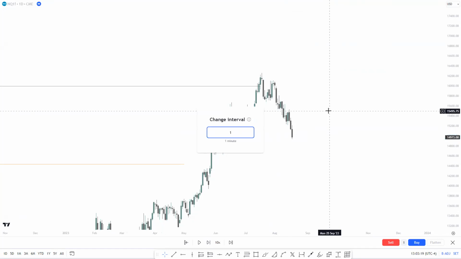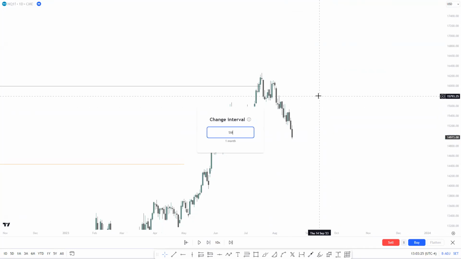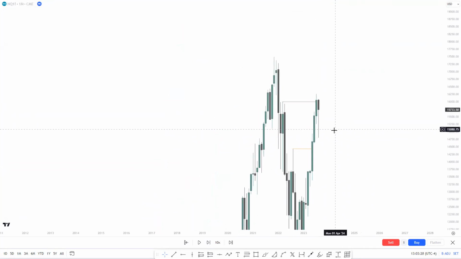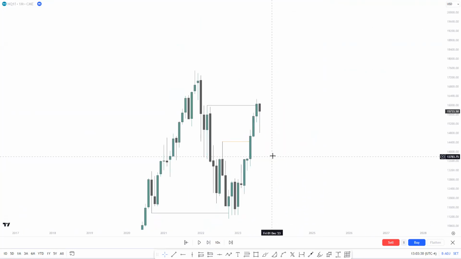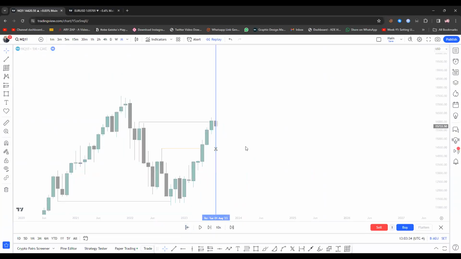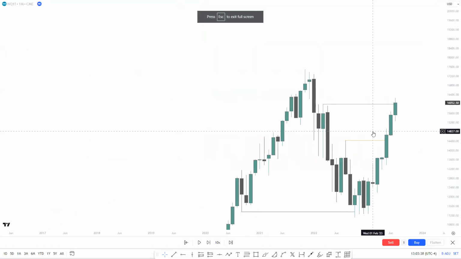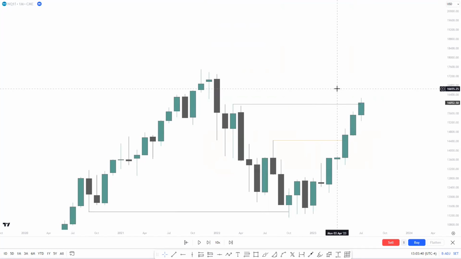Now, why do we use this and where can we actually use this? You can use this for your bias as well. How? Just like I used it. When price was right here and I was looking at NQ's chart on the monthly chart, I saw that price took out external range liquidity. Then when I went into the daily chart, I saw that it actually made a market structure shift.